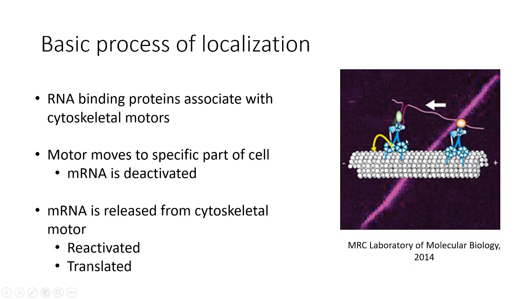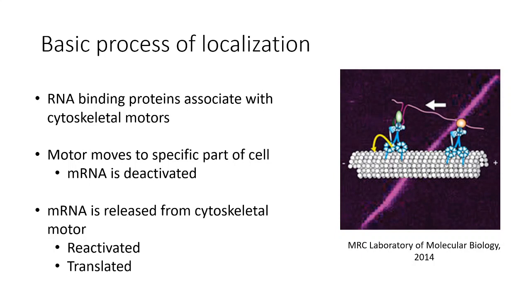So right here, we have a cytoskeletal motor. This would be the strand of mRNA, and an RNA binding protein would probably be about right here. And here we have the cytoskeleton.